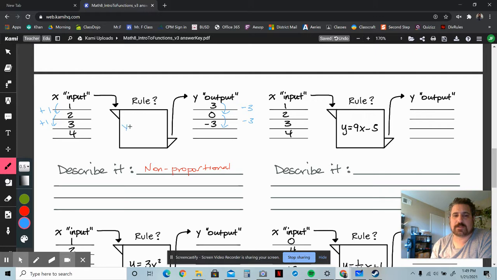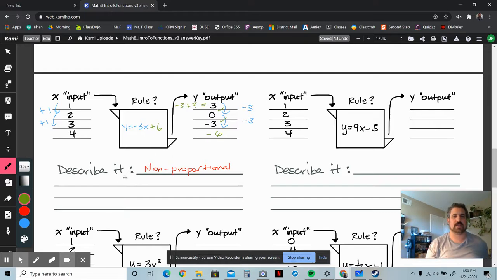So your multiplier is y equals negative 3 times x. So now we got to figure out what the adjustment is. So 1 times negative 3 is negative 3. Negative 3 plus something that equals 3, you'd have to add 6 to it, so it looks like a plus 6. Let's see if it works. 2 times negative 3 is negative 6. Negative 6 plus 6 is 0. It works. 3 times negative 3 is negative 9. Negative 9 plus 6 is going to be negative 3. It works. And 4 times negative 3 is negative 12. Negative 12 plus 6 is negative 6.